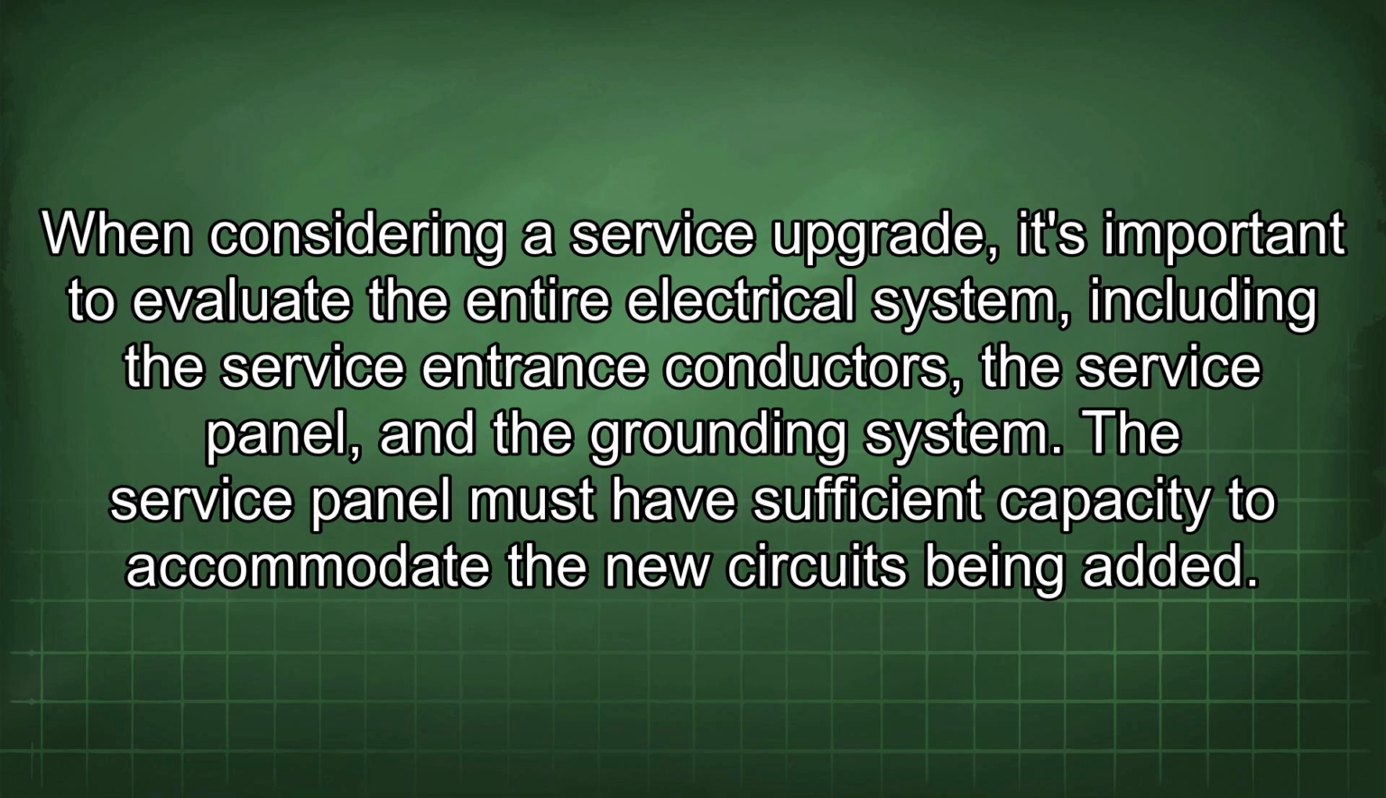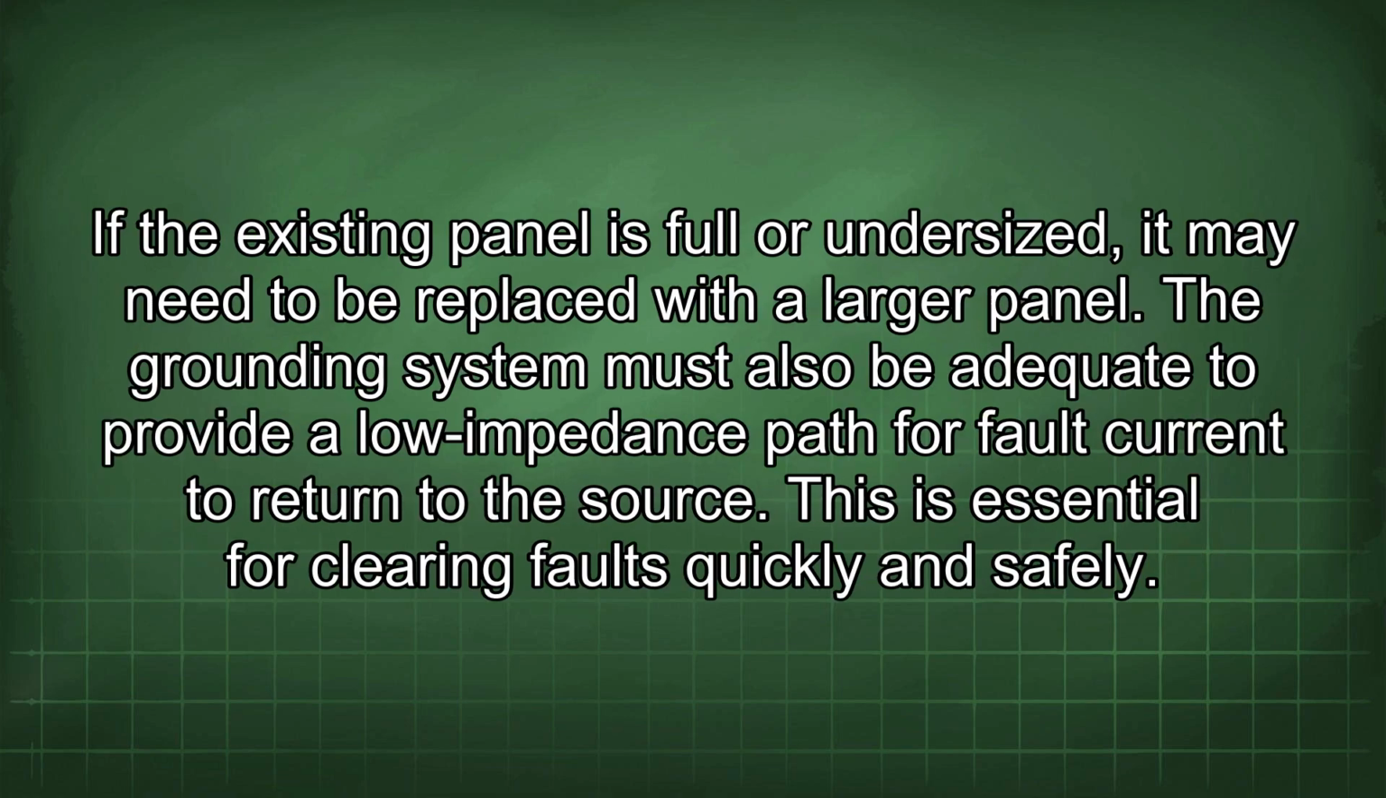When considering a service upgrade, it's important to evaluate the entire electrical system, including the service entrance conductors, the service panel, and the grounding system. The service panel must have sufficient capacity to accommodate the new circuits being added. If the existing panel is full or undersized, it may need to be replaced with a larger panel. The grounding system must also be adequate to provide a low impedance path for fault current to return to the source. This is essential for clearing faults quickly and safely.